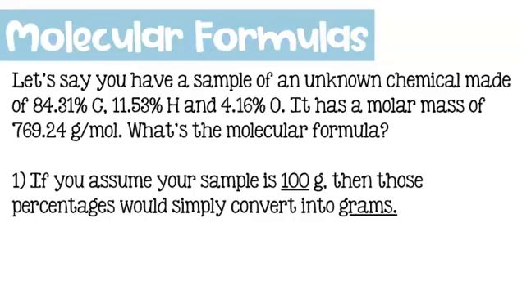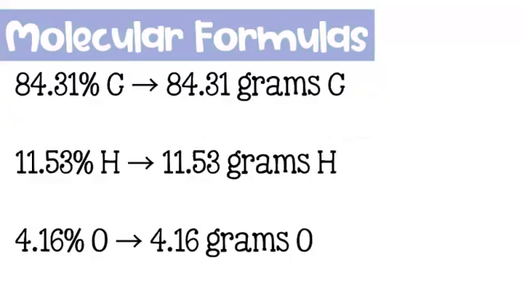Now let's look at molecular formulas. Let's say you have a sample of an unknown chemical made of 84.31% carbon, 11.53% hydrogen, and 4.16% oxygen. It has a molar mass of 769.24 grams per mole. What would the molecular formula be? Well, if we assume our sample is 100 grams, then those percentages would simply convert into grams, giving us 84.31 grams of carbon, 11.53 grams of hydrogen, and 4.16 grams of oxygen.